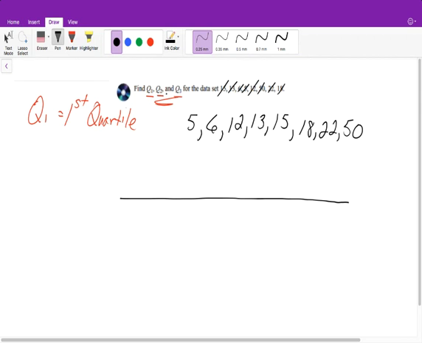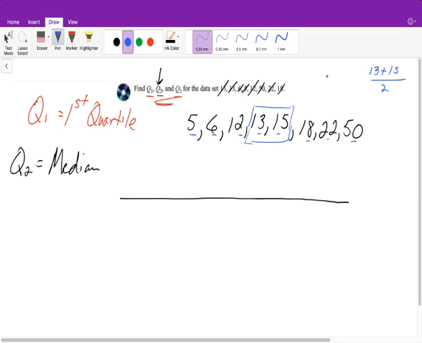Right, and the first one that we're going to find is our second quartile, because our second quartile is actually our median. It is the part that splits our data into 50%. So we need to find the median of this data. So we have 1, 2, 3, 4, 5, 6, 7, 8. So when we have 8 values, we know that we need to take the average of the 2 in the middle. So 13 plus 15 divided by 2, that is going to be 28 divided by 2, or 14. So on this number line, this 14 is our second quartile.